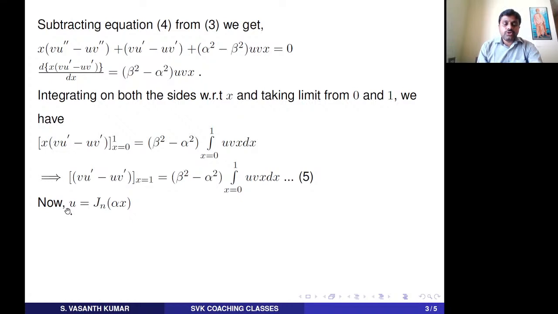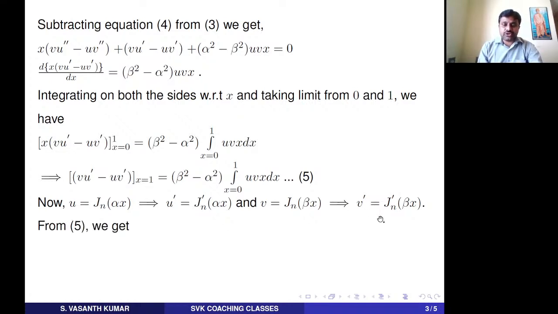Now you know that u is Jn(αx). So differentiating u with respect to x on both sides, we get u' equal to α Jn'(αx). Similarly, v is equal to Jn(βx). Differentiating that with respect to x on both sides, we get v' equal to β Jn'(βx).